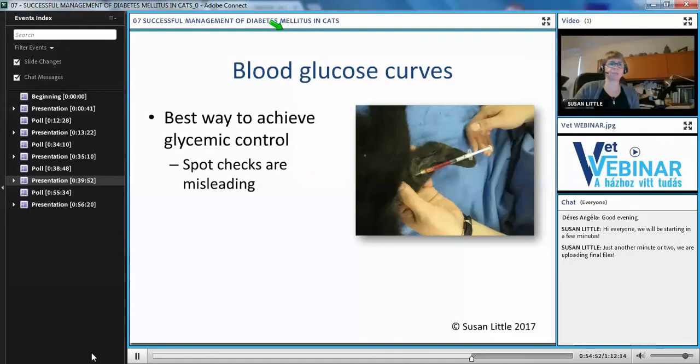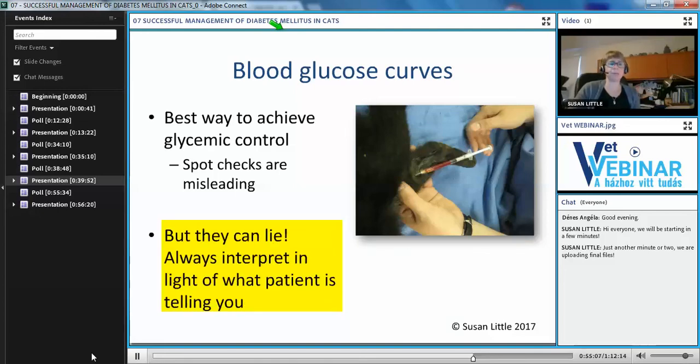So I did want to talk a bit about blood glucose curves. They are the best way to achieve glycemic control because just doing a spot check is very misleading. We never want to rely on that except to identify hypoglycemia. But you do have to be careful because blood glucose curves can be inaccurate, and we always have to look at what the patient is telling us. Always believe the patient and what they are telling you before you believe a blood glucose curve. So if the information from your curve does not agree with the condition of your patient, always believe the patient first.